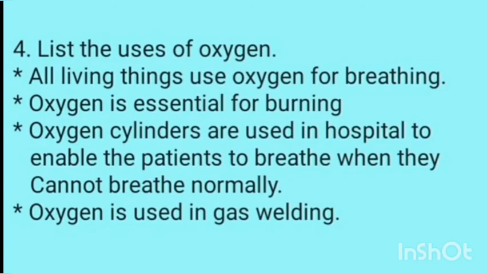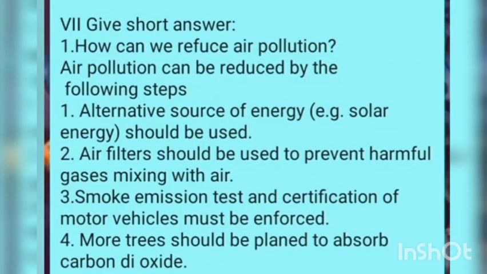Give short answer. How can we reduce air pollution? Air pollution can be reduced by the following steps. Alternative source of energy, example solar energy, should be used. Air filters should be used to prevent harmful gases mixing with air. Smoke emission test and certification of motor vehicles must be enforced. More trees should be planted to absorb carbon dioxide.